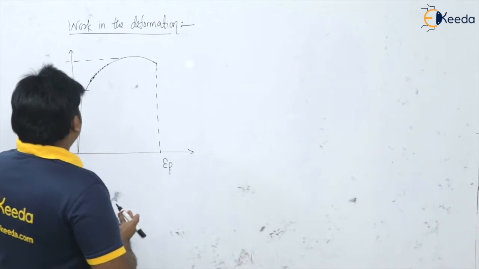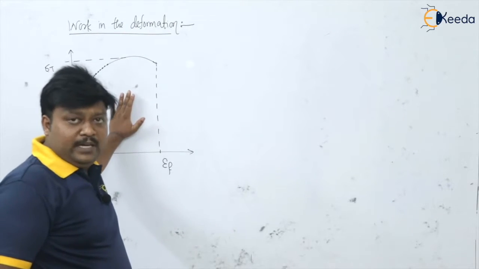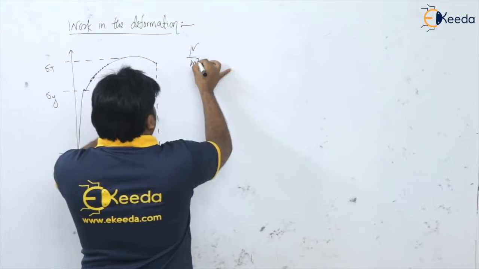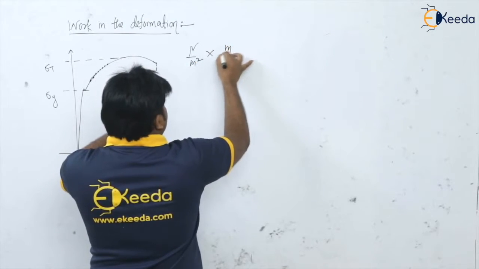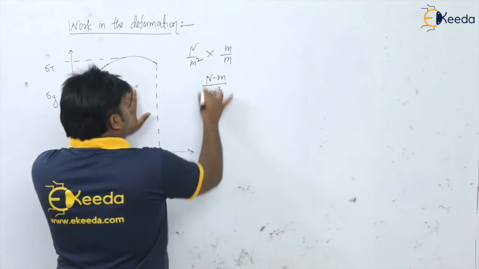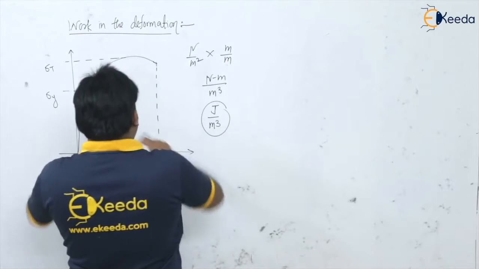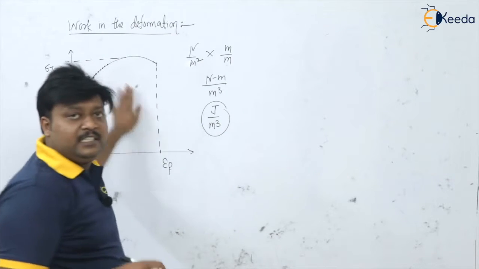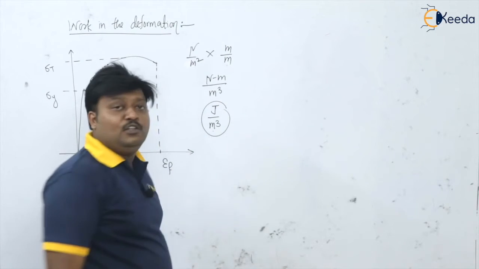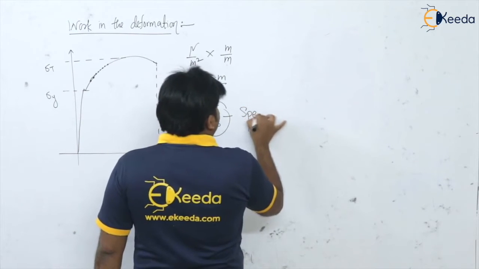Of course, sigma t is in Newton per meter square, into the strain, having no unit. So definitely Newton per meter square. Strain has no unit, but if I multiply and divide by meter, it is Newton meter divided by meter cube. So Newton meter is joule per meter cube. This is the work for the deformation, which is nothing but the area under the stress strain curve. I will get the energy per unit of volume, which is nothing but the specific energy.